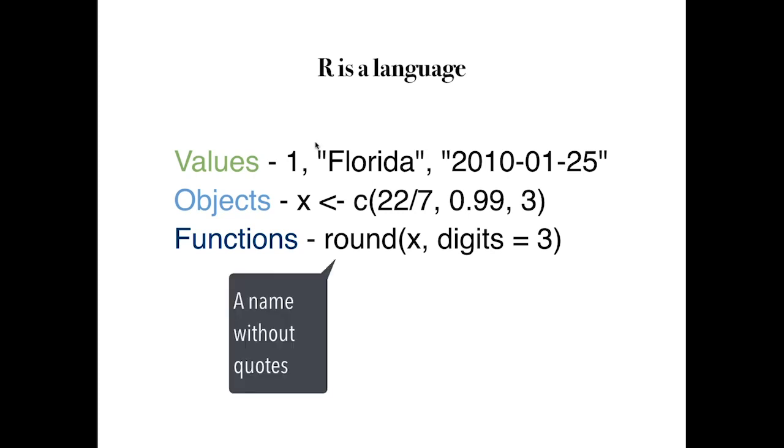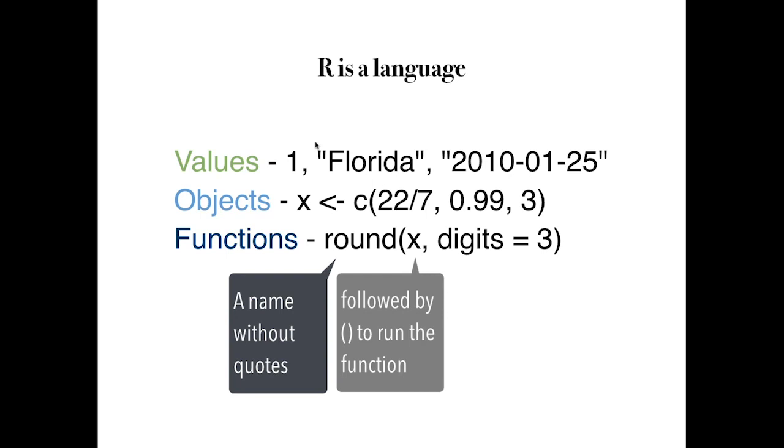Again, this is a name without quotes, followed by parentheses to run the function. This is the name of the function. And the parentheses contain the arguments for the function. In this case, the thing that we're running it on, and this is an argument that gives some more information about it. So R is a language. We have values, objects, functions.